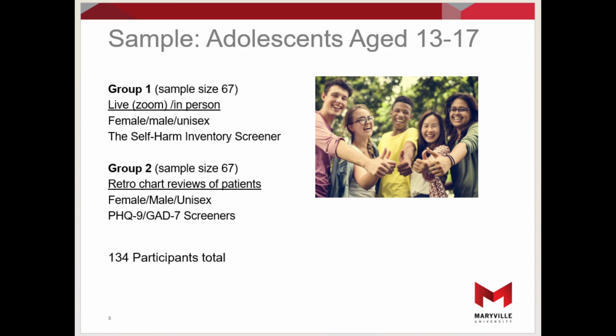The second group was the retro chart group. So I had a sample of patients that met the criteria, equal female, male, or unisex. And I took the old PHQ-9s and GAD-7s that had been administered before. There was a total of 134 participants, 67 for group 1 and 67 for group 2.